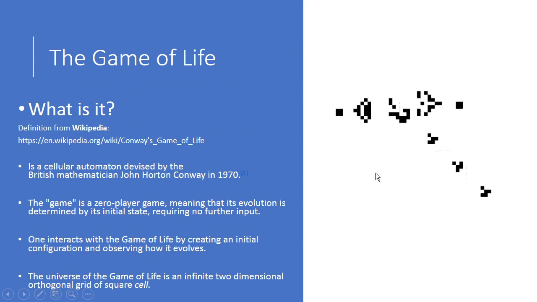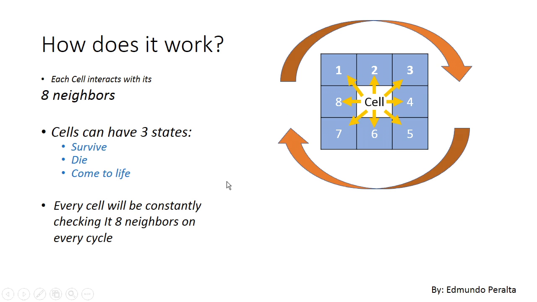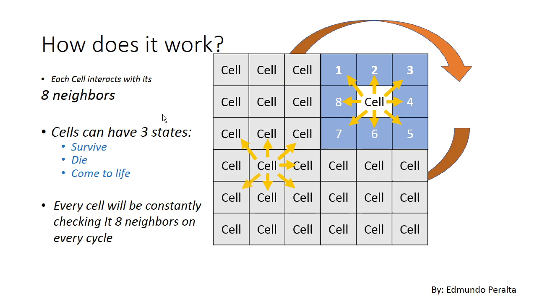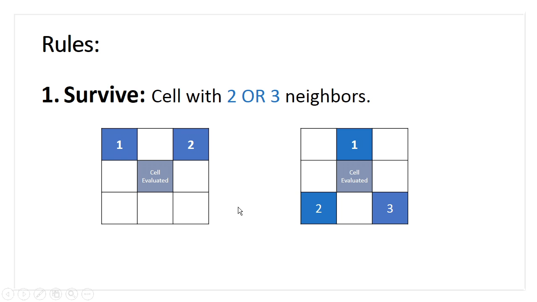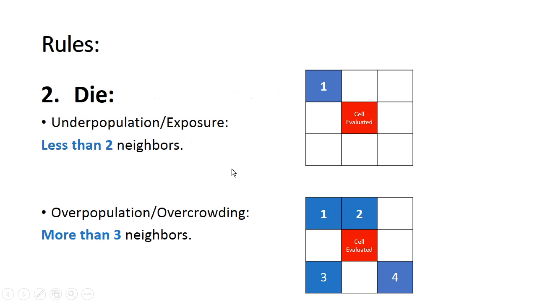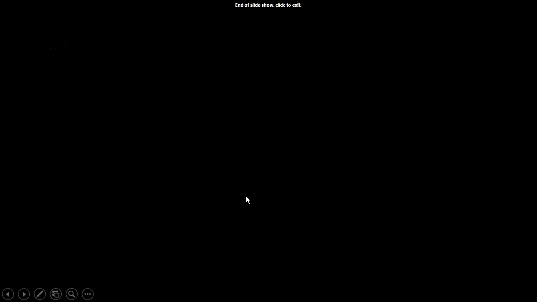Having a grid or matrix, basically each cell has to constantly be checking what's going on around it and can either survive, die, or come to life based on the following rules. Rule number one, a cell will survive if it has two or three neighbors around it. Number two, a cell will die if it has less than two neighbors or more than three neighbors. And number three, a cell can come to life if it has exactly three neighbors around it.